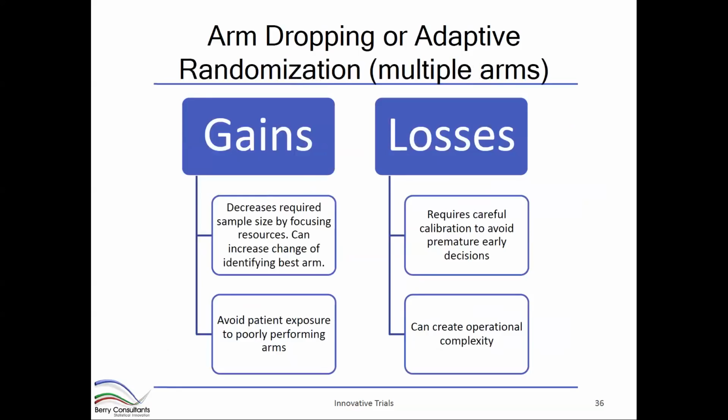The losses here: this requires careful calibration to avoid premature early decisions, and it can create operational complexity. Certainly you have to keep in mind that different arms come in and out, and you've got to handle drug supply and so forth.